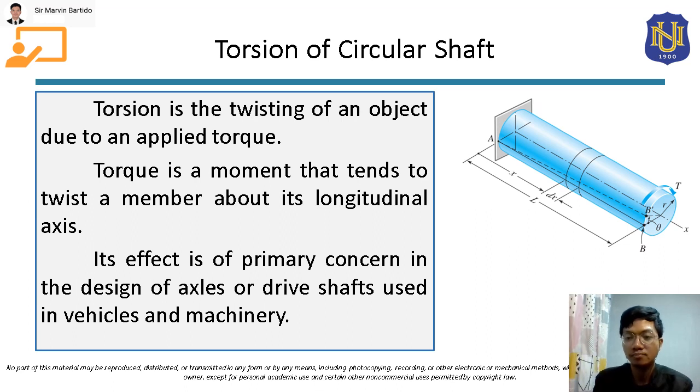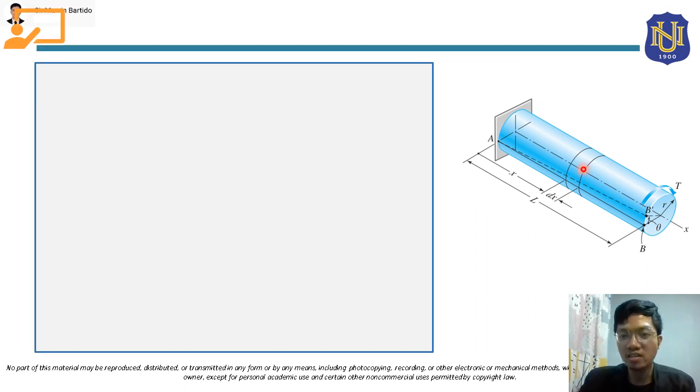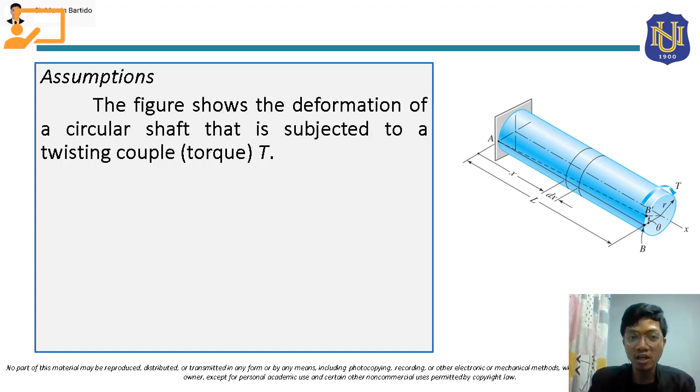Its effect is of primary concern in the design of axles or drive shafts used in vehicles and machinery. So again, for this circular shaft that is restrained in this end, and the other end is a free end, after the application of this torque T, this circular shaft will deform. And we are going to have an assumption here about the deformation that will happen. As you can see in this figure, it shows the deformation of a circular shaft that is subjected to a twisting couple torque T.